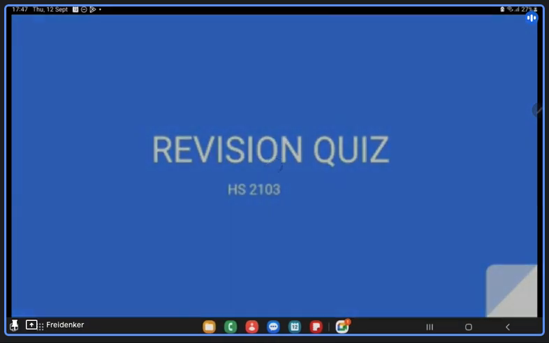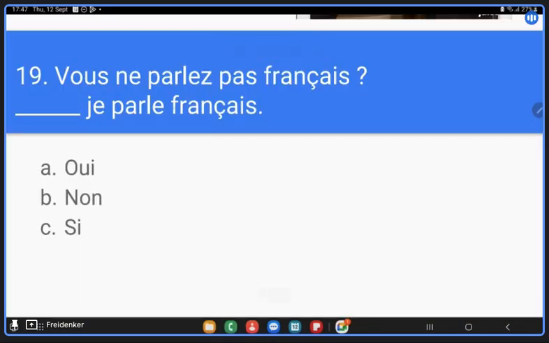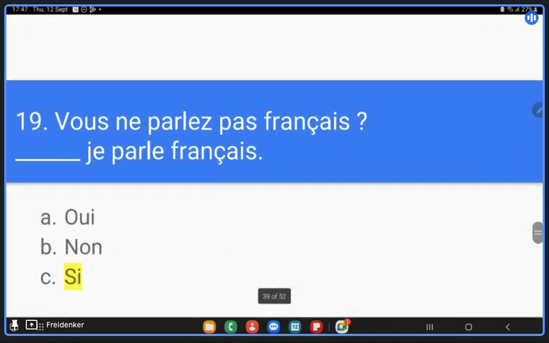Here you have a negative question. How do I know it's a negative question? The question has ne pas, so it's a negative question. Your answer is positive because your answer doesn't have ne pas. So the answer here will be option C. Vous ne parlez pas français? Si, je parle français. So that is the answer.